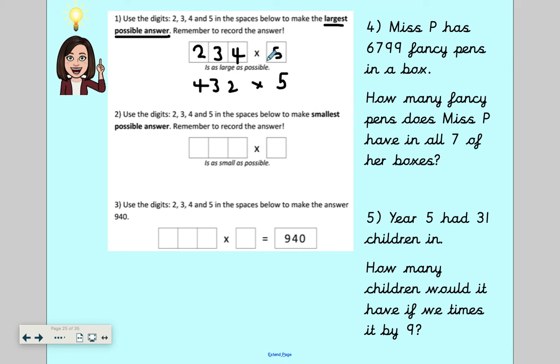This way around, use the same digits, but you need to make the smallest. So how can you make the smallest number? Then here, we're using the same digits again, but you must make the number 940. So testing out different ways, you might have already got it up here. So it might be able to answer this question quite quickly. Then you will go on to these worded problems that have a bit trickier numbers, higher times tables for you to have a go at as well.